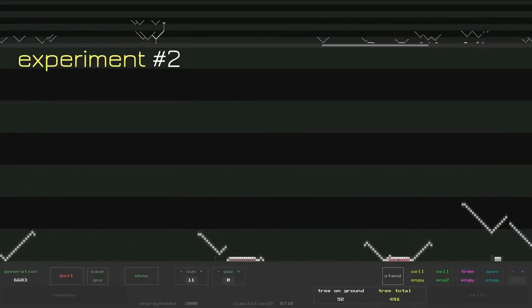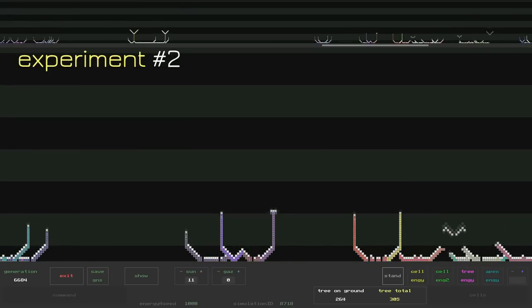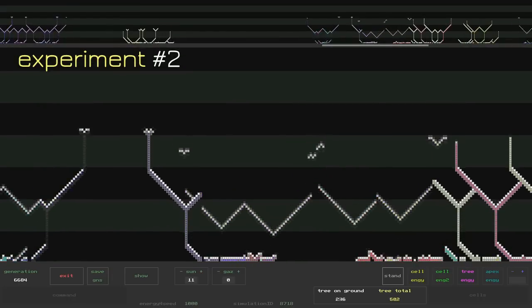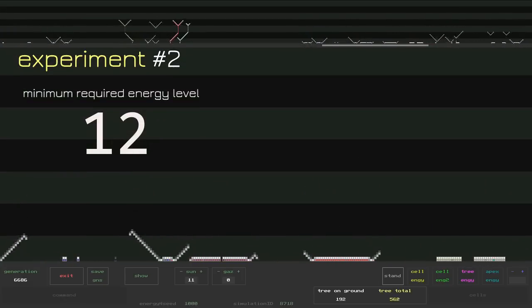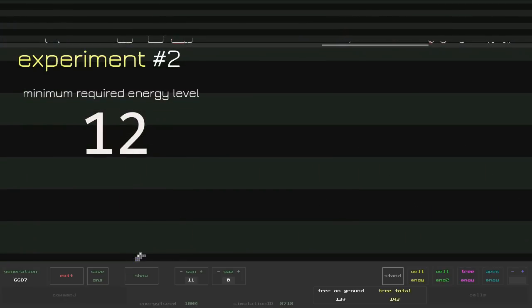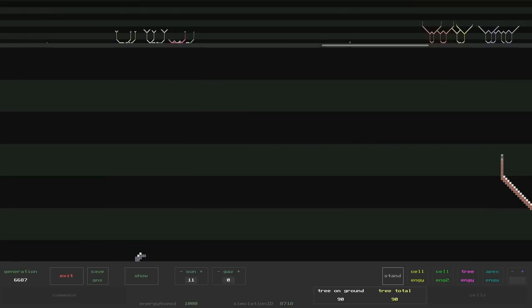I have brought the energy level to 11, and the world has slowly become empty. This is due to the fact that the tree, although beautiful, is not optimal. The thickness of the branch here is 3 cells.